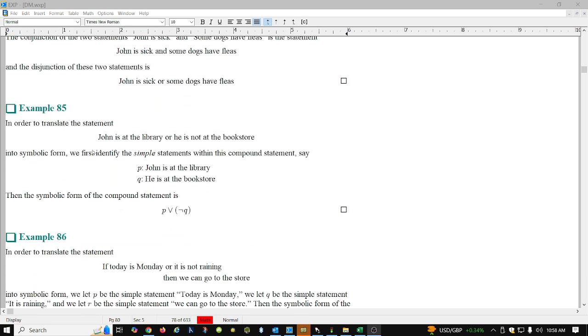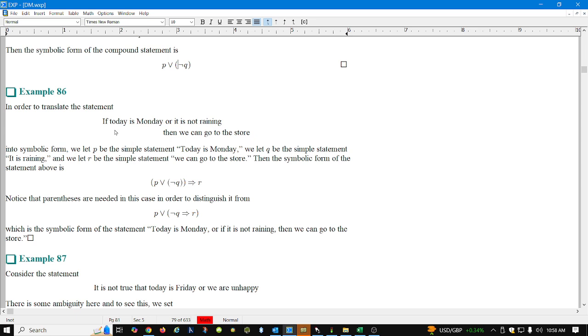To translate this statement, John is at the library or he is not at the bookstore, into symbolic form, the first step is to identify all of the simple statements within the compound statement. So we have John is at the library, we'll call that P. He is at the bookstore is Q. We don't want to include not because then this wouldn't be a simple statement. Then the symbolic form looks like this, P or not Q.